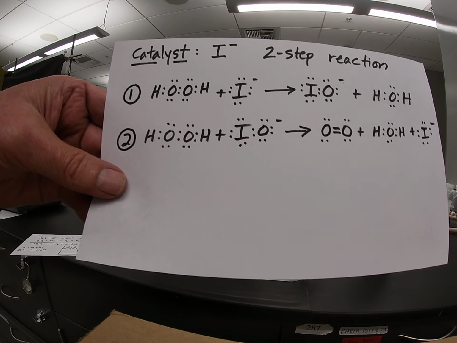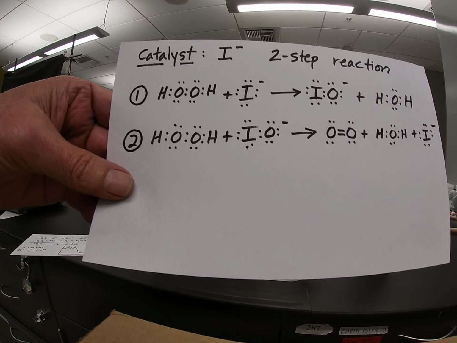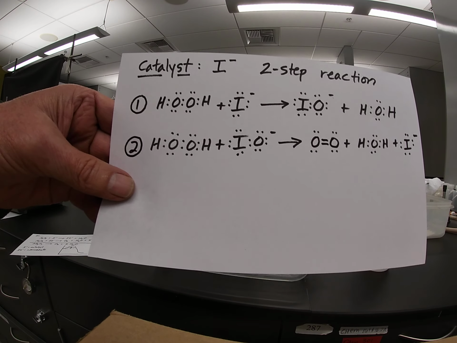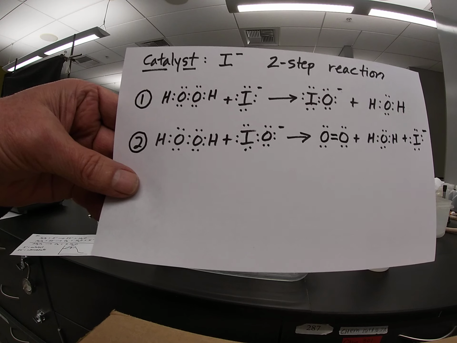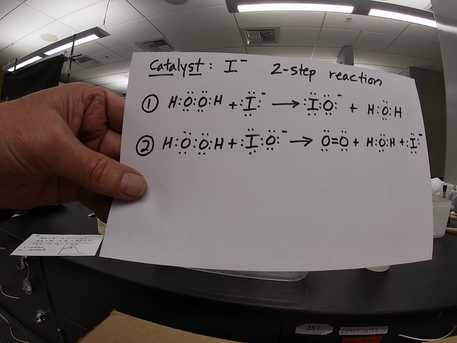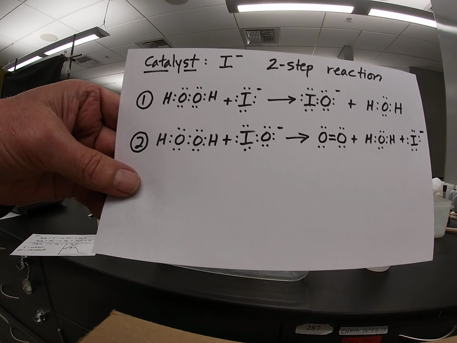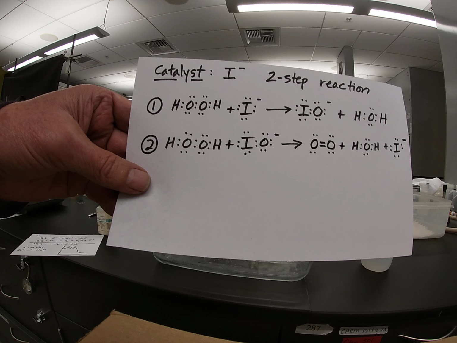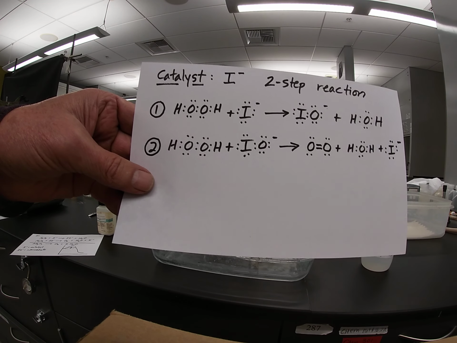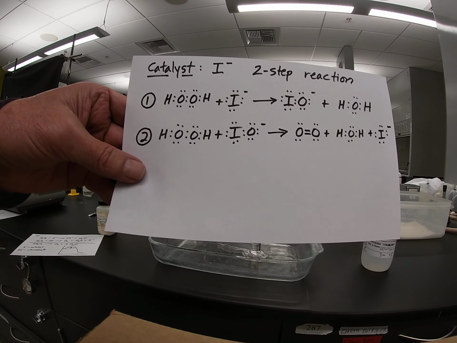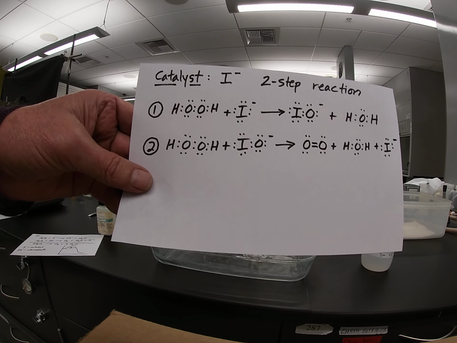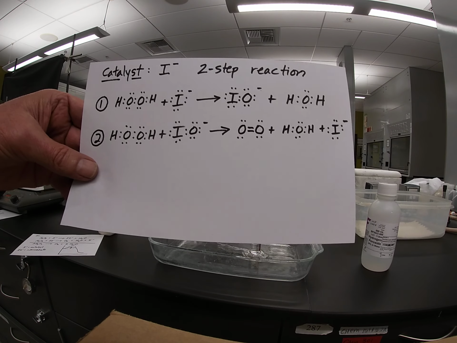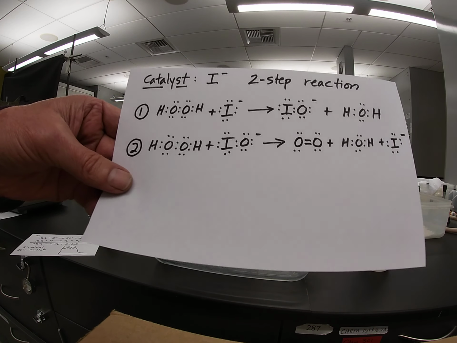In step one, a molecule of hydrogen peroxide combines with the iodide ion to make the hypoiodite ion and a molecule of water. And then in the second step of the reaction, another molecule of hydrogen peroxide combines with the intermediate hypoiodite ion to make oxygen gas, a water molecule, and releases the iodide ion in the products. And since the iodide is a reactant in the first step and a product in the second step, it serves the role of a catalyst.